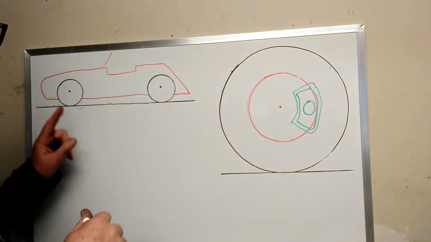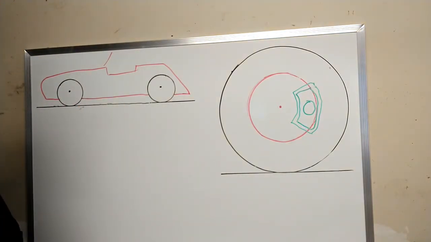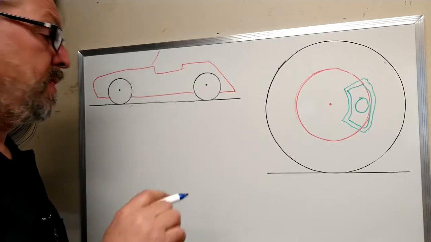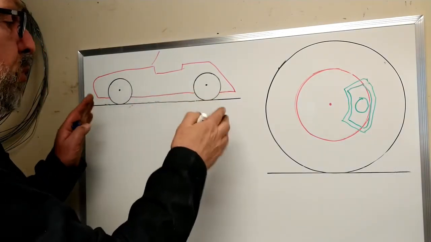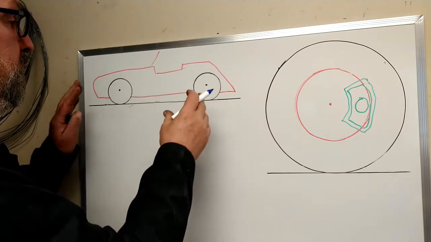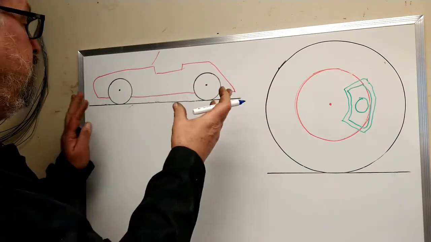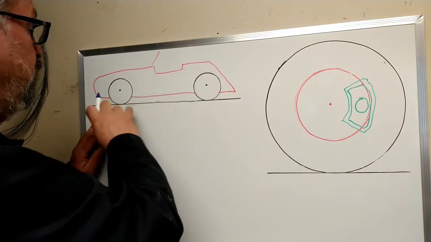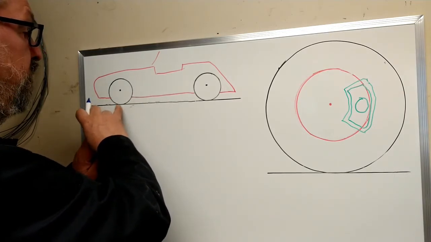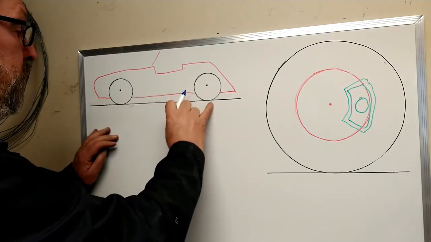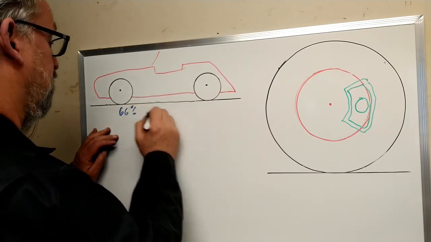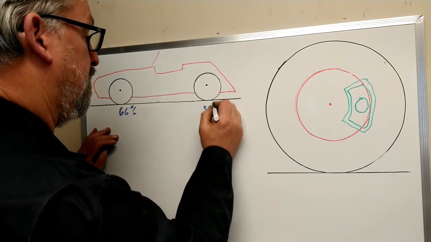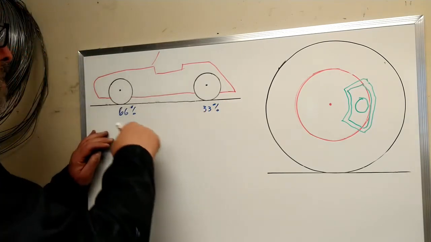Here you see a sketch of the car. Front tire, back tire. Under heavy braking, a rule of thumb is that two-thirds of the weight is going to be on the front wheels and one-third on the back wheels. So that's, say, 66% here and 33% there.